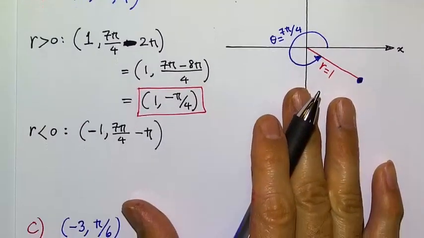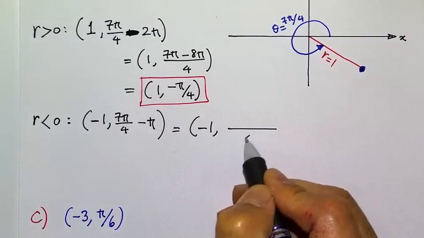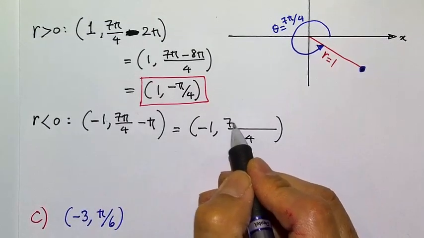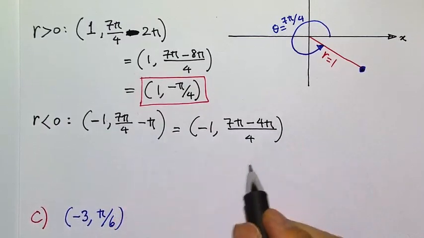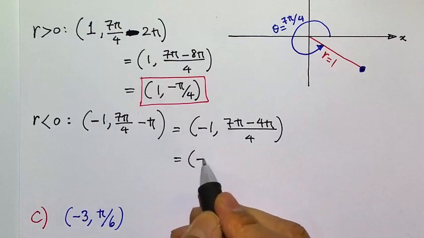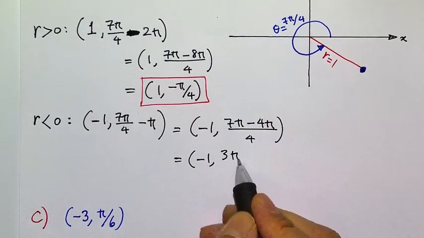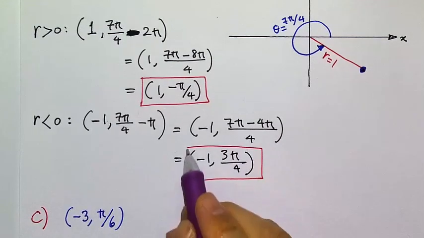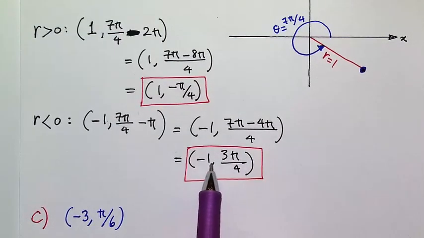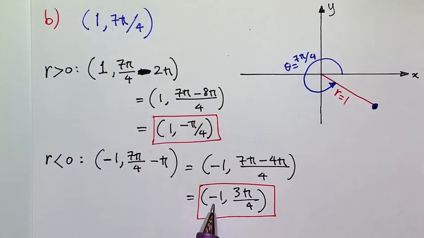Okay, so now we can do the rest of this. Minus 1, and the common denominator 4, so we have 7 pi minus 4 pi, right? Like that. And then what do we have? We have minus 1, 7 pi minus 4 pi. We have 3 pi over 4, and that's that. So we found an equivalent polar coordinate to this coordinate such that the r is now negative. Okay.